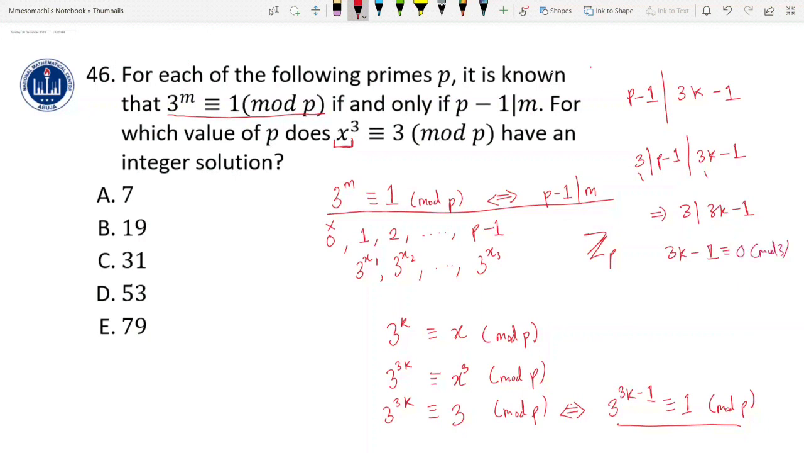We're trying to get a contradiction from here. Since 3k is congruent to 0 mod 3, it means minus 1 is congruent to 0 mod 3. So we have a contradiction, and so 3 cannot divide P minus 1.